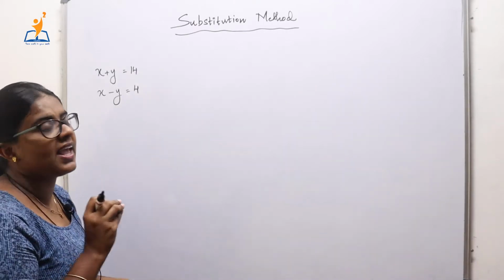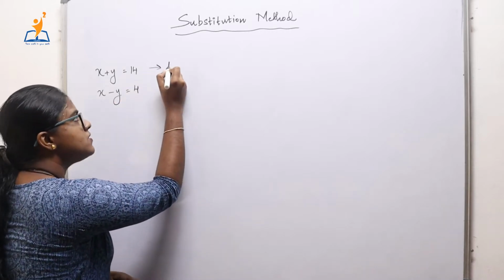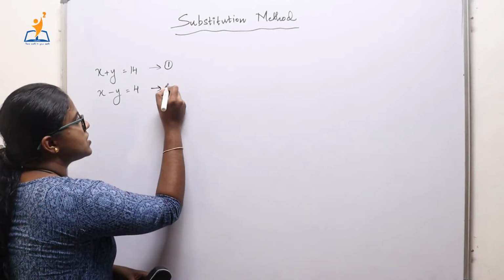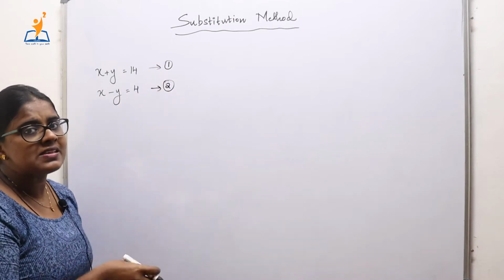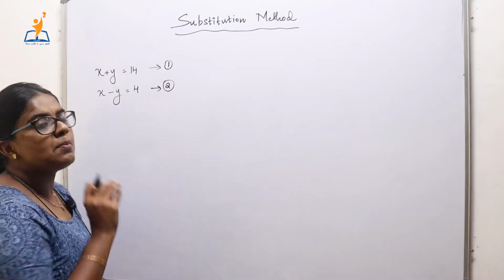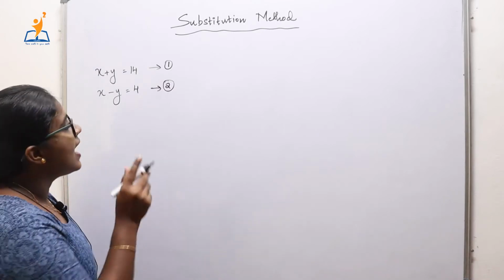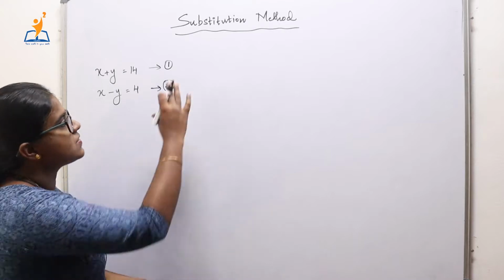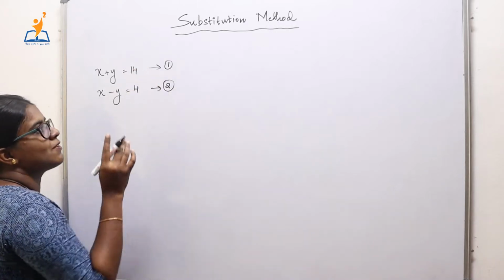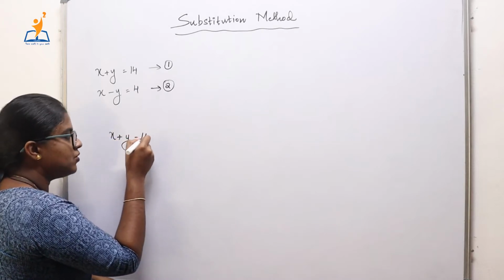And the example I have taken here is this pair of linear equations, that is x plus y is equal to 14, which is my equation number 1, and x minus y is equal to 4, which is my equation number 2. Rather than solving this graphically, today I am going to solve this algebraically in the method of substitution. For that, the first step is to take any one of the equations from these two. For my sake, I am going to take x plus y is equal to 14. That is my first equation here.